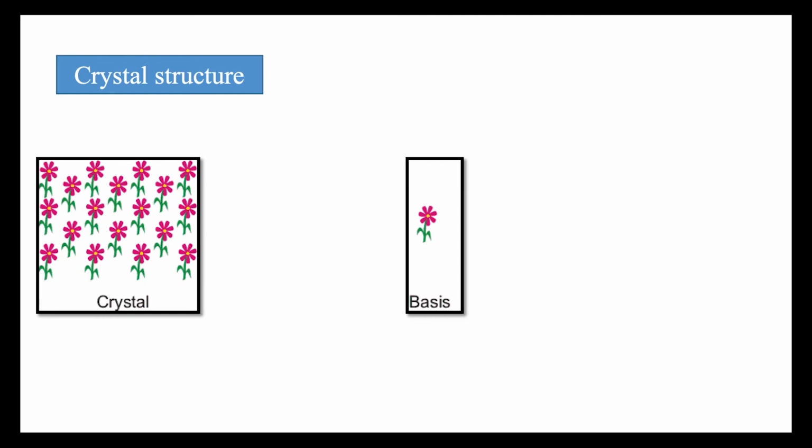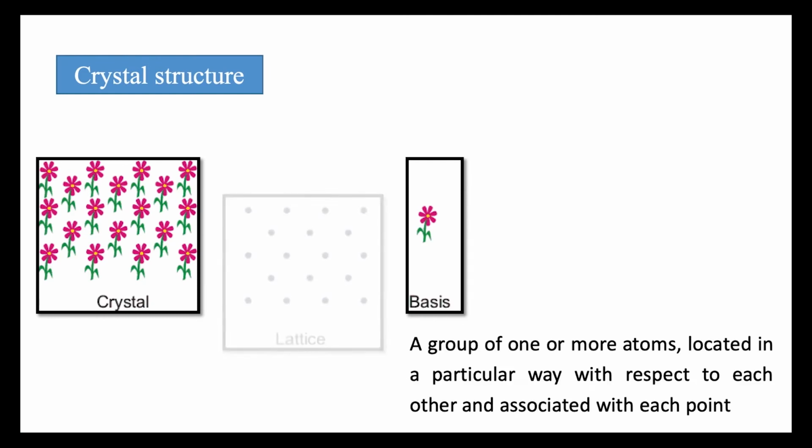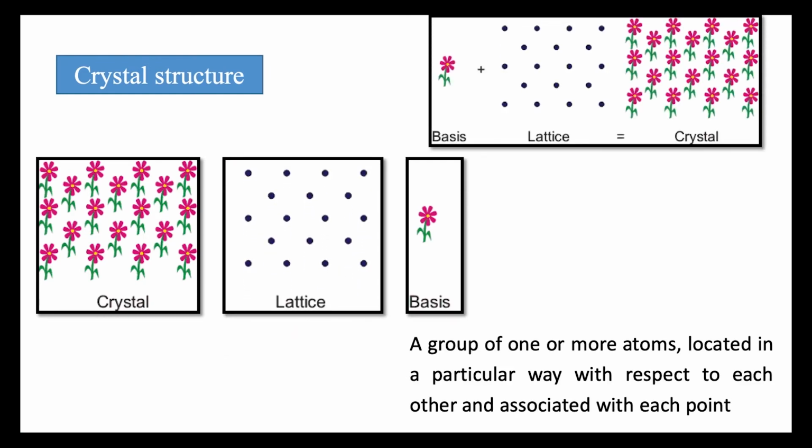Now imagine that we are replacing these motifs of the crystal by a point located at its equilibrium position. This is to simplify the whole crystal structure so that we can understand it better. What we get is a periodic three-dimensional arrangement of points. This is called a space lattice or crystal lattice. Thus, a crystal structure is obtained by adding the crystal lattice and motifs.